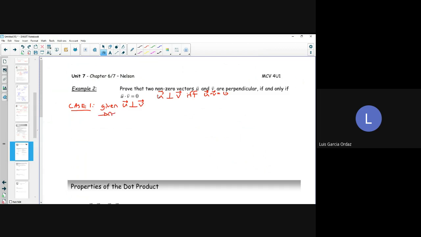Case 1: suppose, given u is perpendicular to v, I need to prove u dot v is equal to 0. So u dot v is equal to the magnitude of u times the magnitude of v times cosine of the angle, and because it's already given that they're perpendicular, the angle is going to be 90. As I know, cos 90 gives me 0, so this proves that the dot product of u and v gives me 0. So we proved case 1 to be correct.